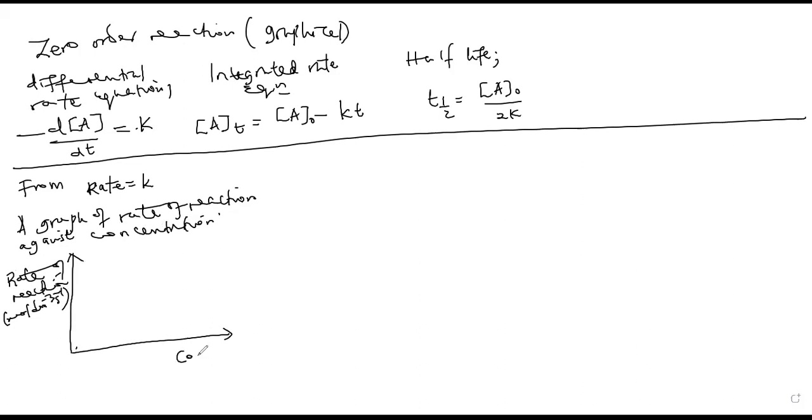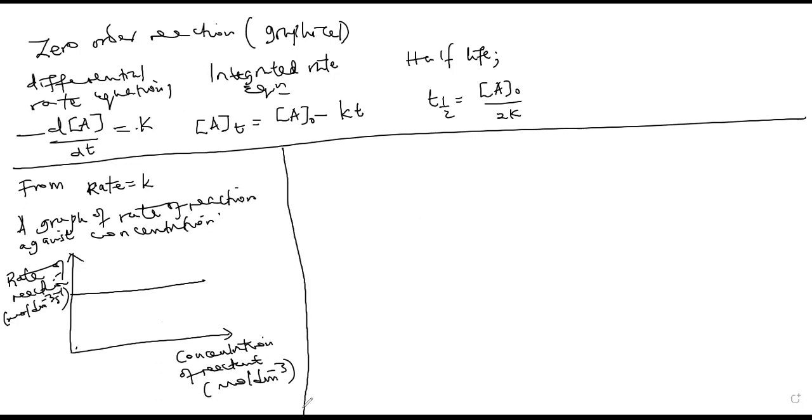Here, it is the concentration of the reactant in moles per decimeter cubed. For this case, we get an equation of this sort. When you plot the rate of reaction against concentration, you get a straight line with zero gradient. So in that case, we deduce that the order of the reaction is zero.